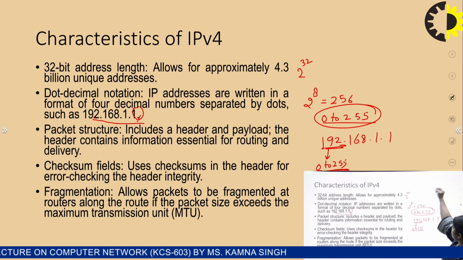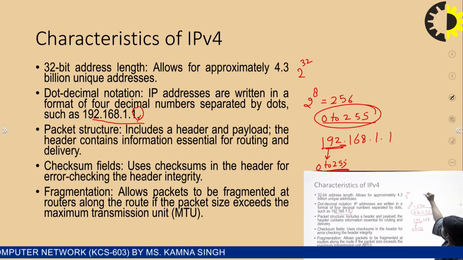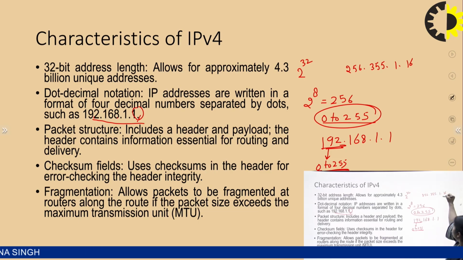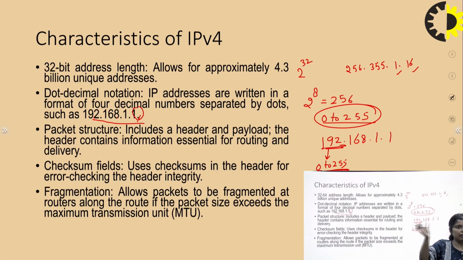Or you can see here, if I am writing 256.355.1.16, the 1 and 16 are okay, because they are in the range of 0 to 255. But 355 is wrong, and 256 is also wrong. So it means this particular address is invalid.